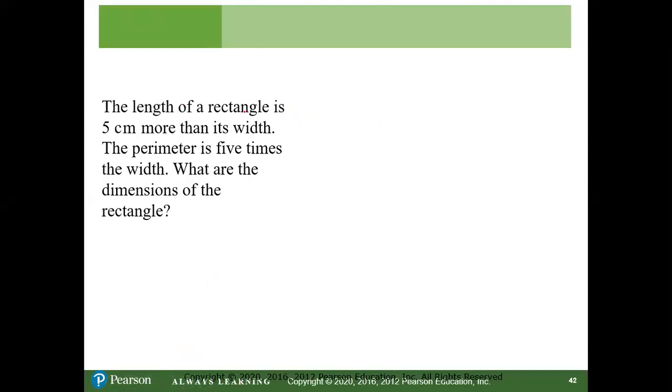The length of a rectangle is 5 centimeters more than its width. This will probably be our last example for the first video that we make. The perimeter is 5 times the width. What are the dimensions of the rectangle? So you need to know the perimeter formula of a rectangle before we dive into this.